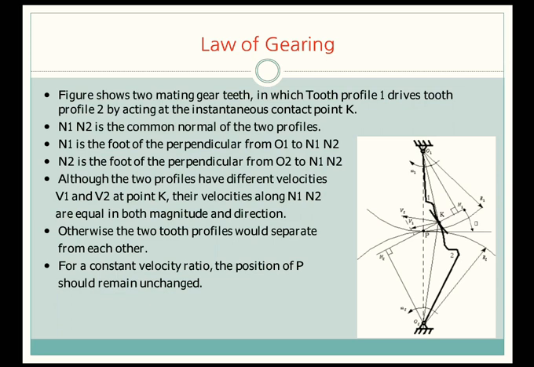Although the two profiles have different velocities V1 and V2 at point K, their velocities along N1 N2 are equal in both magnitude and direction. Otherwise, the two tooth profiles would separate from each other. For a constant velocity ratio, the position of P should remain unchanged, so that the gears work smoothly.